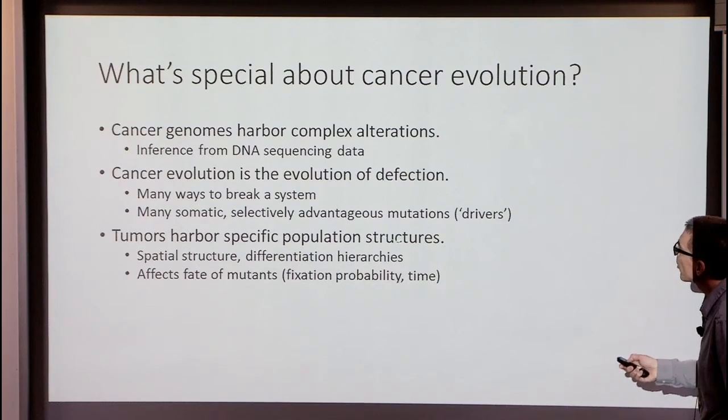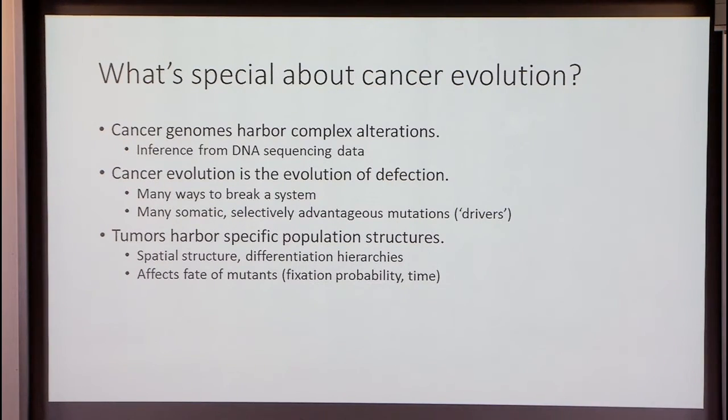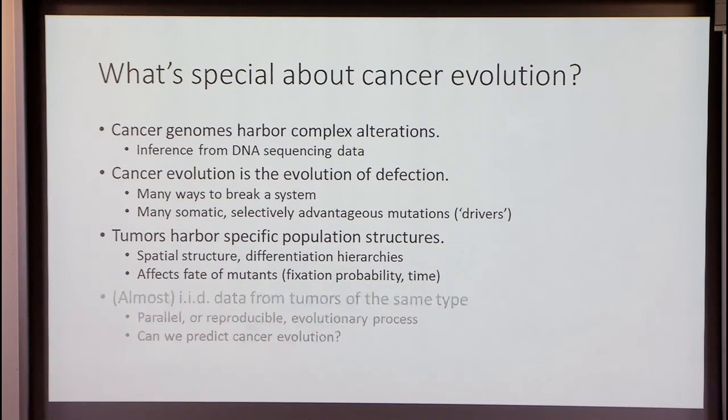Tumors harbor specific population structures, of course, in a way that's true for almost any evolutionary system, but especially in solid tumors, that plays a big role. And the fate of mutations depends a lot on the structure. I didn't have time to go into it, but the fixation probability and the fixation time of a mutant depend a lot, not only on the usual parameters like population size, mutation rate, and selective advantage, but also on the structure of the population.